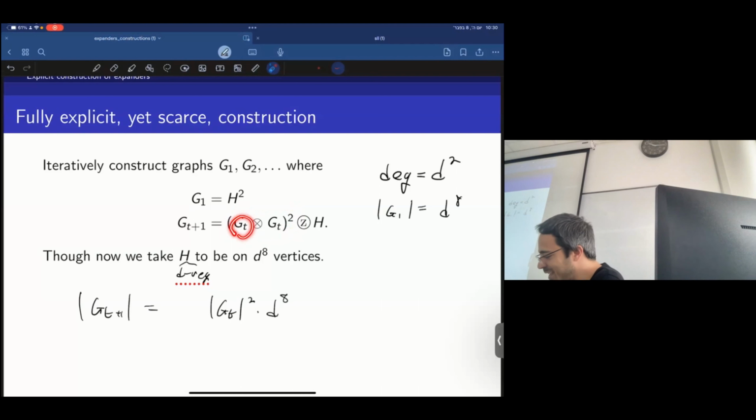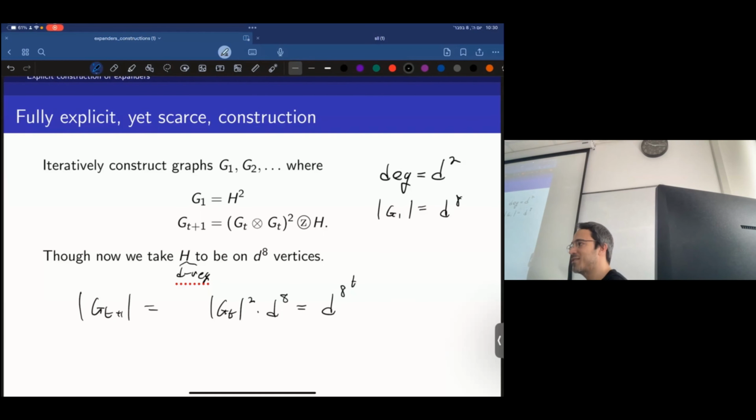So what's the degree of GT? It's D squared. It keeps being D squared all the time. When you tensor, what happens to the degree? It squares, so D to the 4th. And when you square, it's D to the 8th. So everything's fine, and we can apply the zigzag. And GT, if you just do the calculation, is like D to the 8 to the T, because you just repeat doing that.